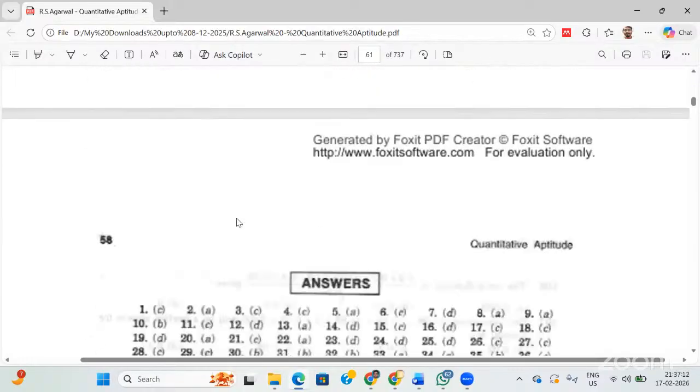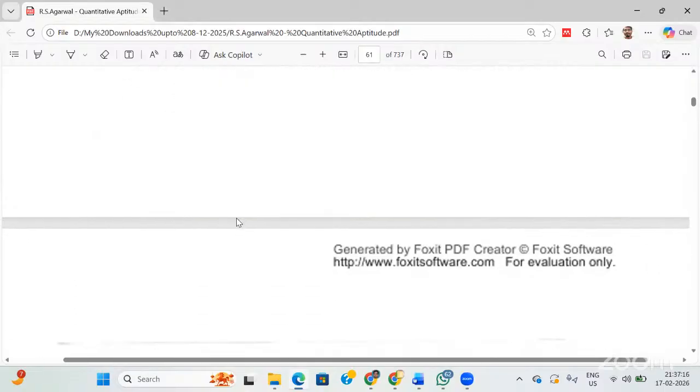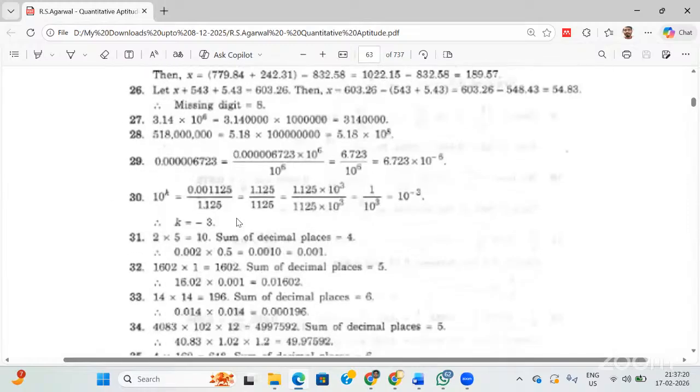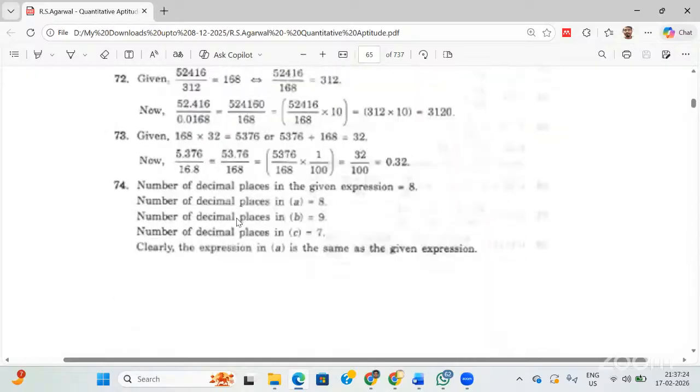Okay, let's start from this book. Then I will follow the rules. Sir, shall I forward it to you in WhatsApp? Yes, you can. Okay, fine.